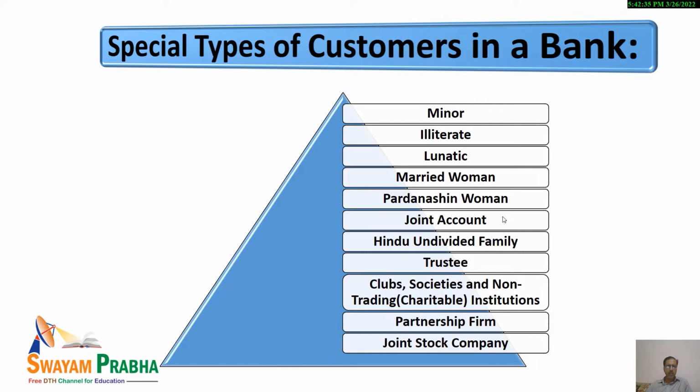So these are the special categories. These are the special types of customers in a bank, and banks will have to keep this in mind. Banks will have to take particular precautions, special precautions in these cases. And while dealing with these customers, a bank should be extra vigilant. So now let us start. Let us discuss these one by one.